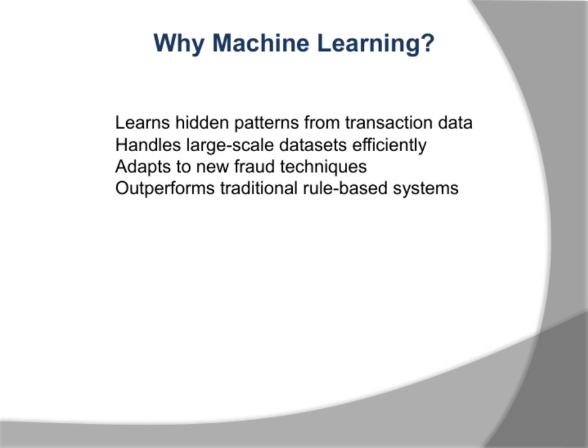Third, it can adapt to new fraud techniques as they emerge, constantly updating its understanding without needing manual reprogramming. This adaptability keeps us one step ahead of fraudsters. Lastly, machine learning outperforms traditional rule-based systems, which rely on fixed rules that can easily be bypassed. Overall, these capabilities make machine learning a powerful tool in our fight against fraud, aligning perfectly with our goal of building smarter, more responsive security systems.